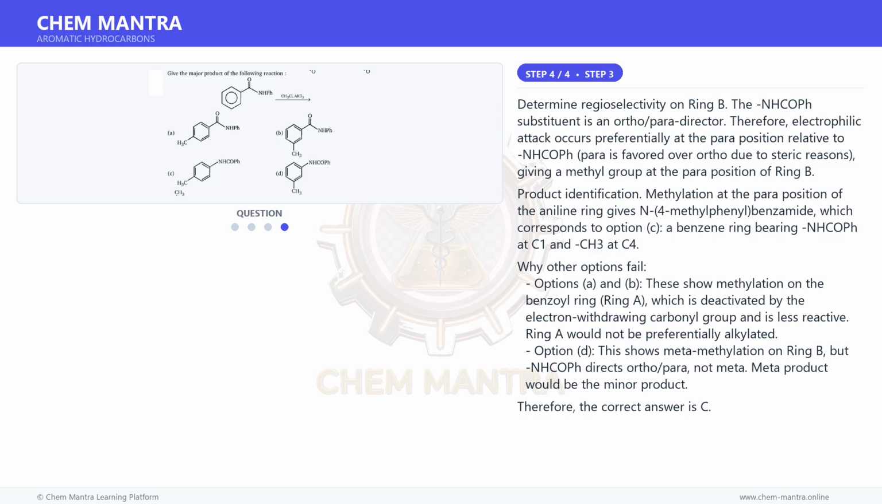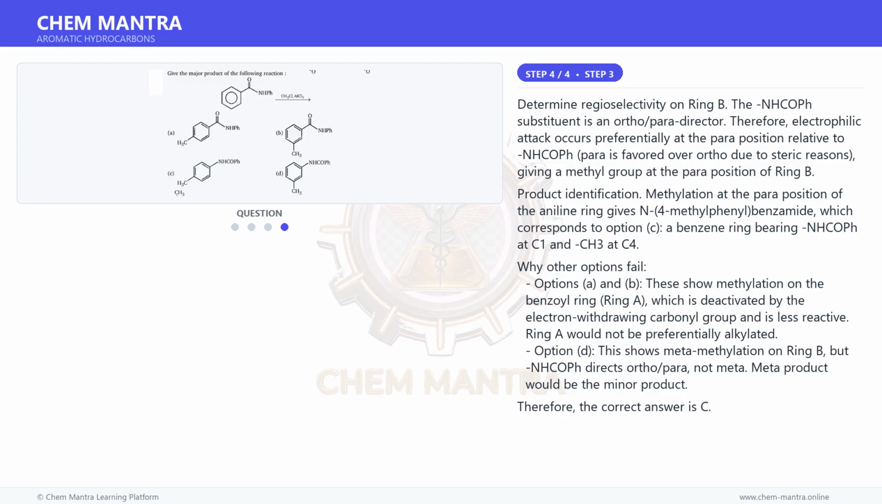And for the final step, determine regioselectivity on ring B. The NHCOPh substituent is an ortho-para-director. Therefore, electrophilic attack occurs preferentially at the para position relative to NHCOPh. Para is favored over ortho due to steric reasons, giving a methyl group at the para position of ring B.